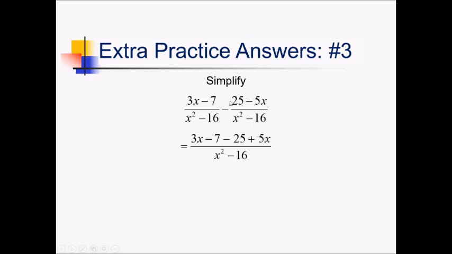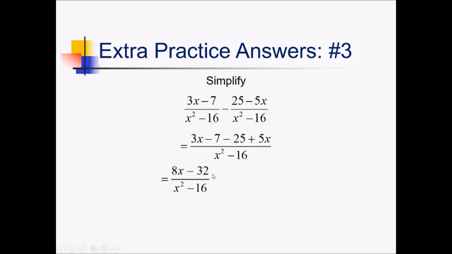Careful distributing that negative to the numerator. So now the denominator is still x squared minus 16. We have a 3x plus 5x, that's going to be 8x. Negative 7 minus 25 is negative 32.